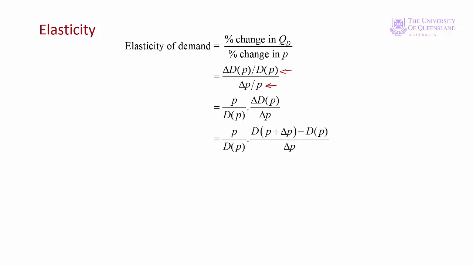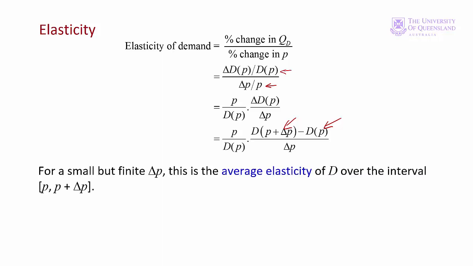We can expand the numerator. The change in the quantity demanded is the new quantity demanded, Q(P plus delta P), minus the original quantity demanded. We use this formula when the change in price is small but finite. So that's the average elasticity of demand. We'll apply that formula in the second part of example 12.